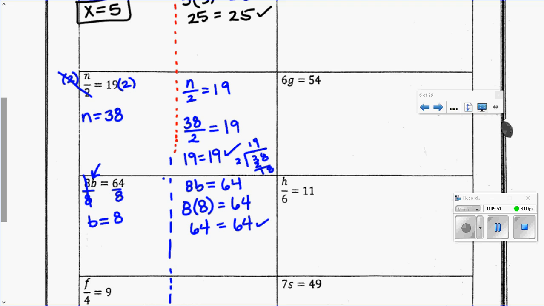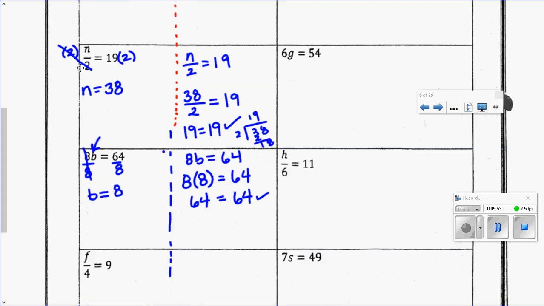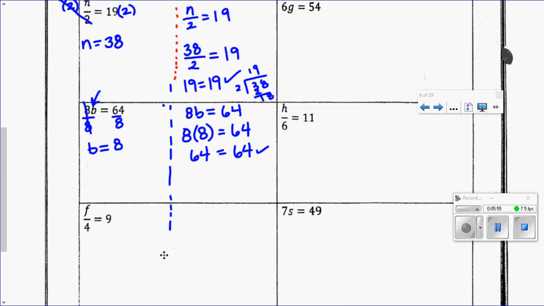Okay, try that last one by yourself. Now this one is like the division one. Go ahead and try that one. Okay, a number divided by 4 is 9. I want to multiply both sides by 4 to get rid of the divide by 4. And the 4 over 4 cancels, and I'm left with f equals 9 times 4, which is 36.